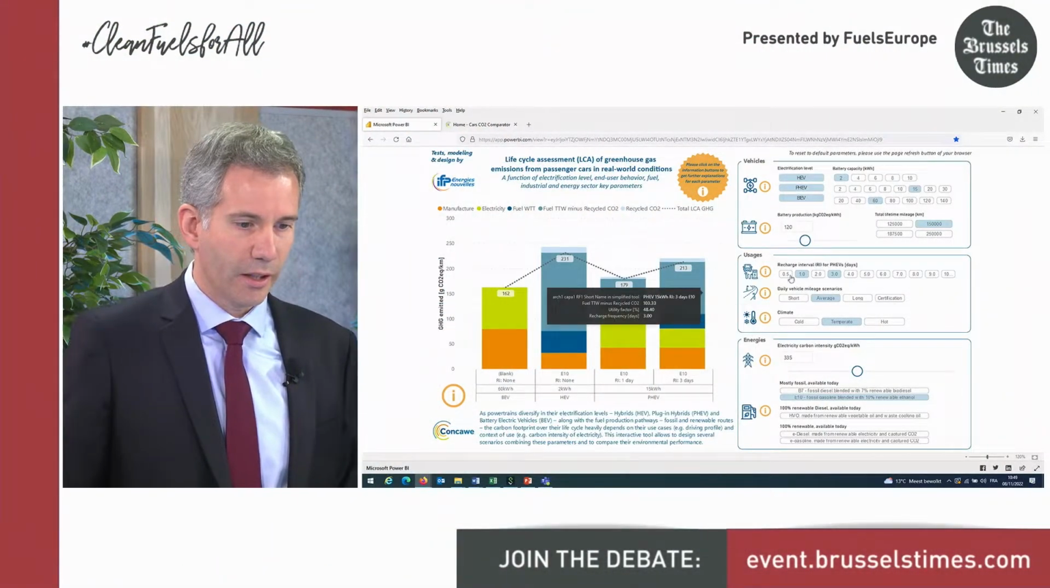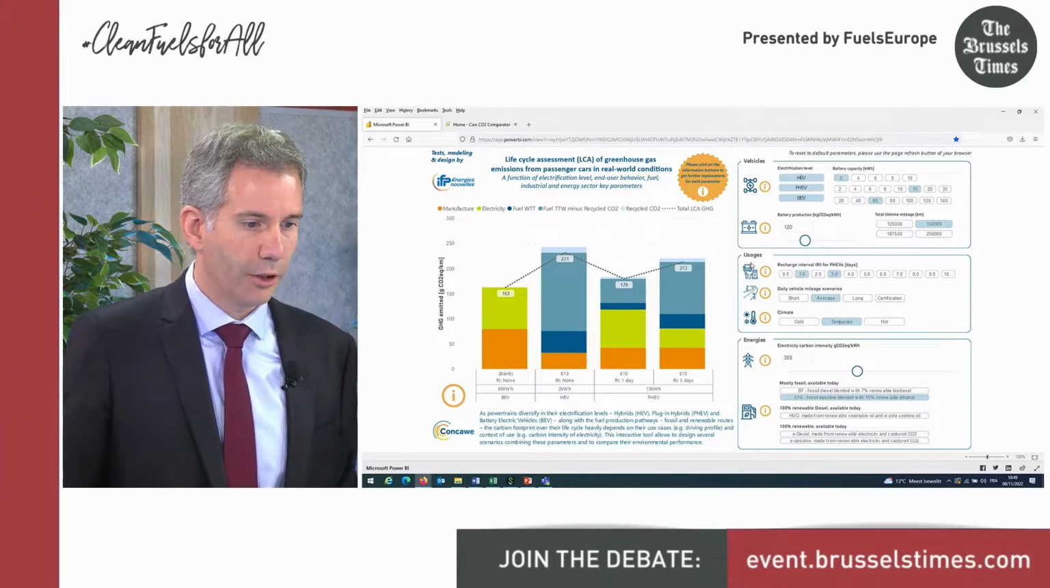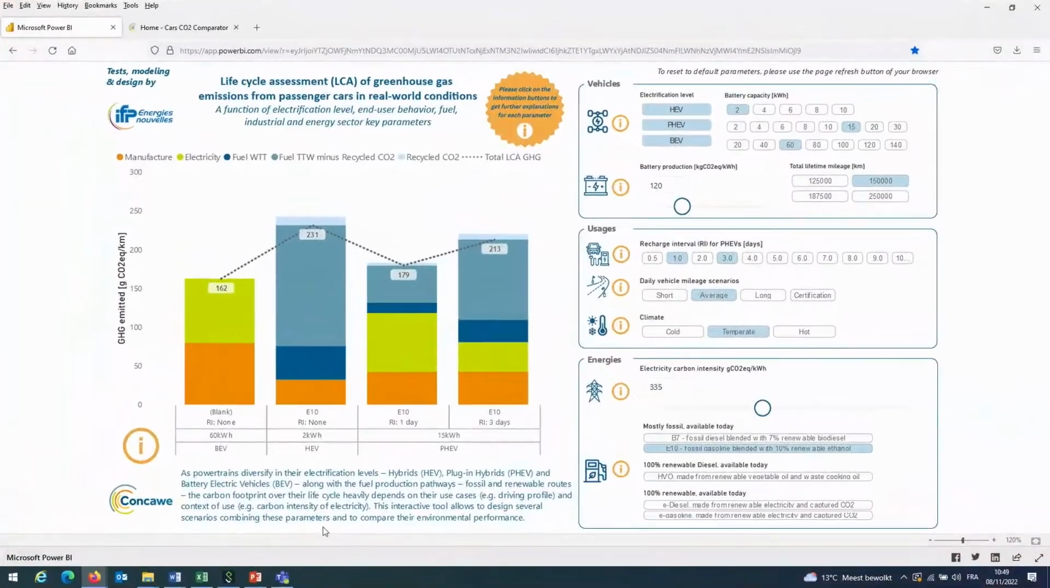So this is what our tool looks like. You can see you have two panels here. On the left-hand side, you have a panel where you can read the results, and on the right-hand side, you have the panel for the configuration of your simulations. So let me start with the result panel.